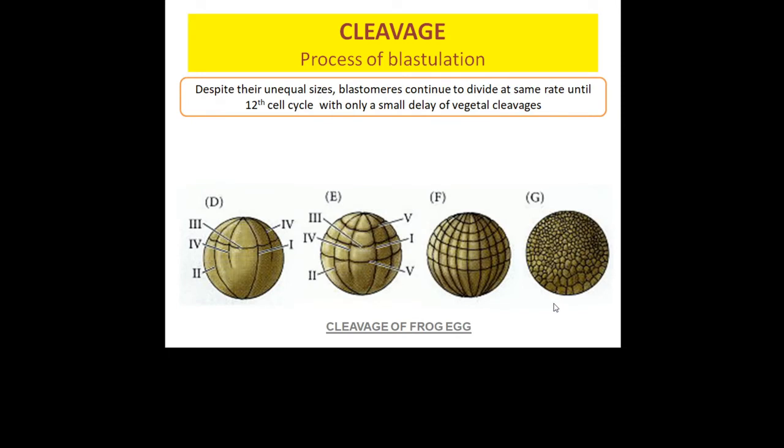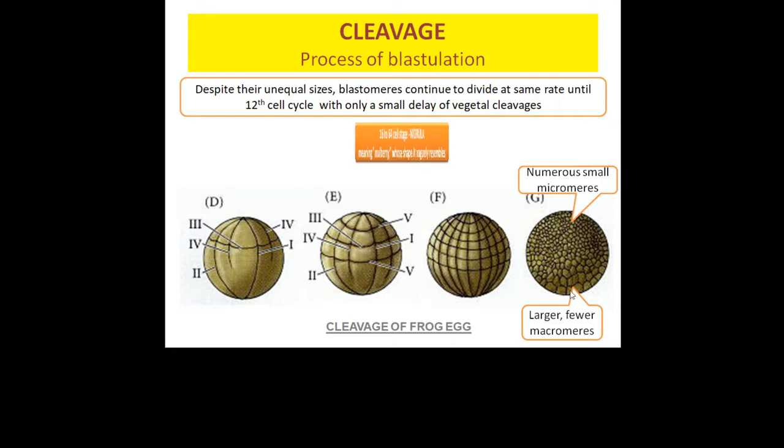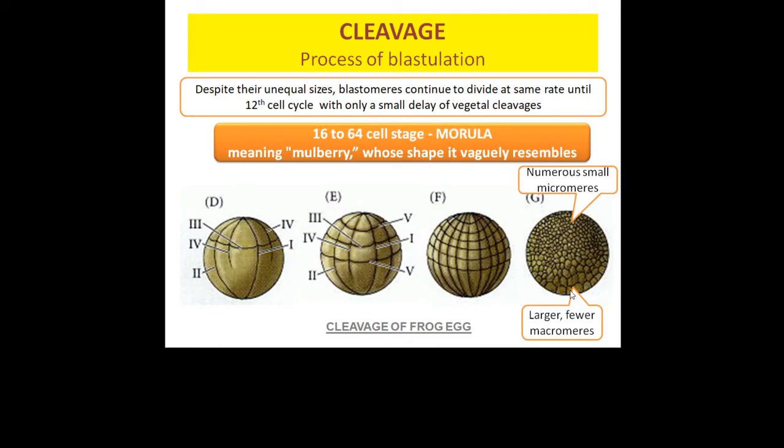Despite this unequal sizes of blastomeres, they continue to divide at the same rate until 12th cell cycle, with only a small delay at the vegetal cleavages. This gives rise to numerous small micromeres at the animal hemisphere and relatively larger and fewer yolk-laden macromeres at the vegetal region. The embryo from 16 to 64 cell stage is called morula, plural is morulae, which means mulberry, and it is named so because its shape vaguely resembles mulberry.